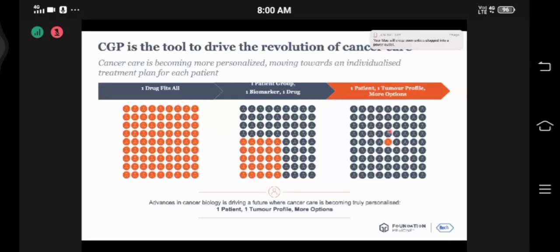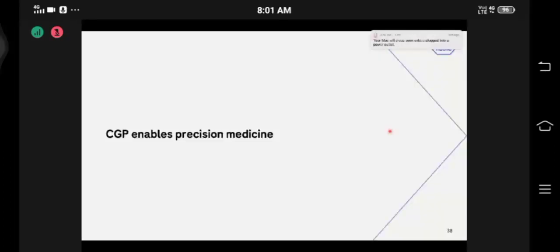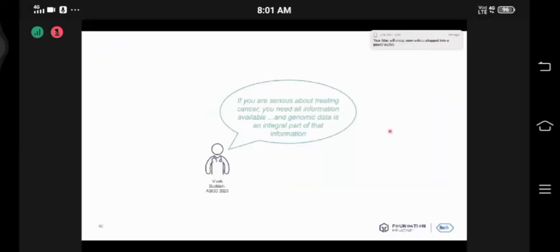And that is what led to a small sample size also. They picked up only around 15 to 20 patients across the United States, and that was the trial which created a lot of noise in rectal cancer. So if we are serious about treating cancer, it's best for us and best for our patients that we need all the information available and all the genomic data available to us. And this forms an integral part of our treatment decision.